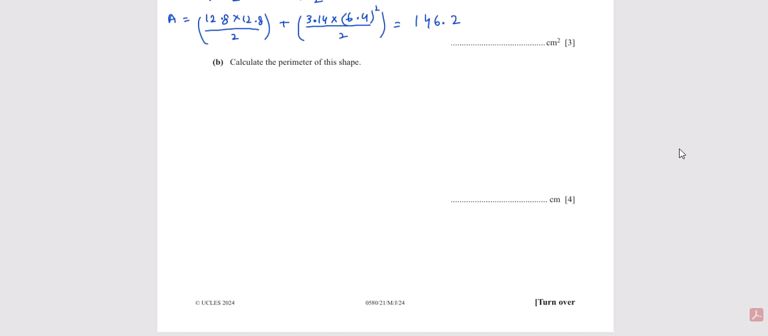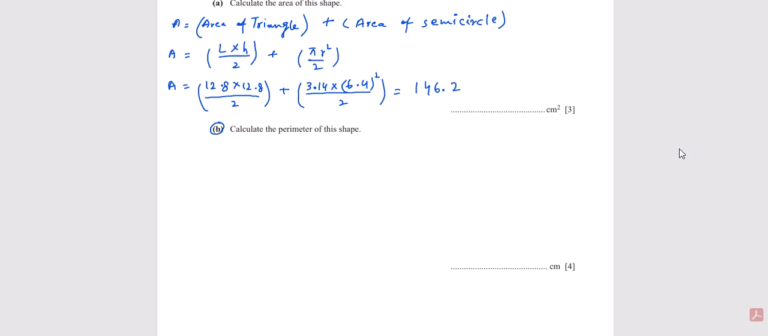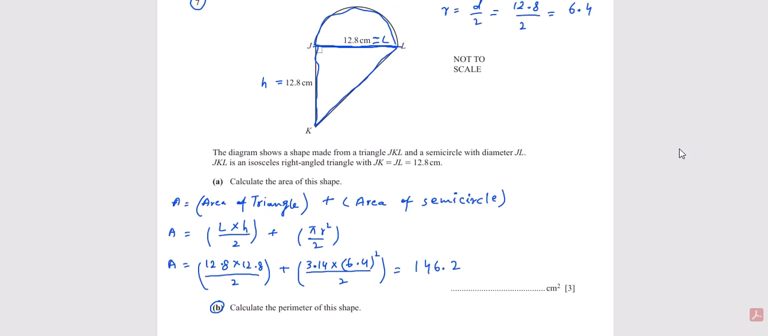Part B is calculate the perimeter of this shape. Now we need to find the perimeter of this shape. First of all, let's say that this side is P1 and this side is P2 and this side is P3. P1 is already given, this one. We need to find P2.